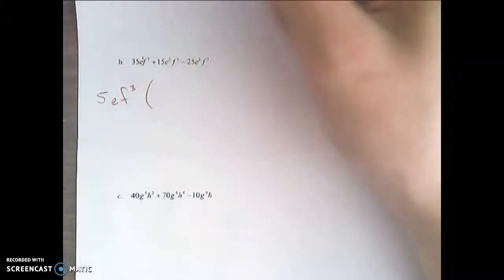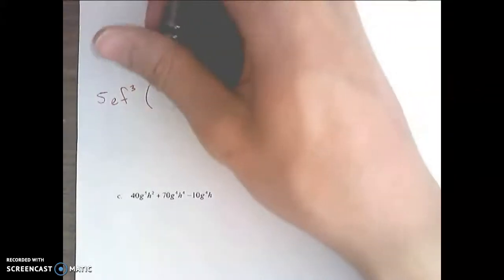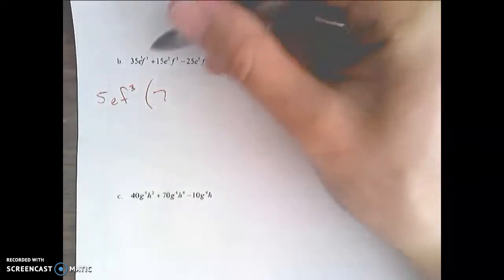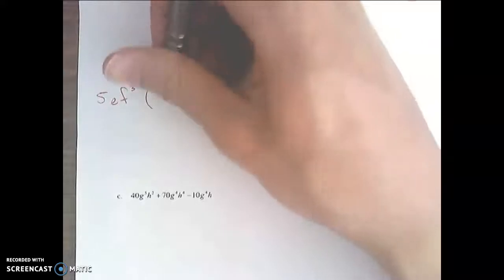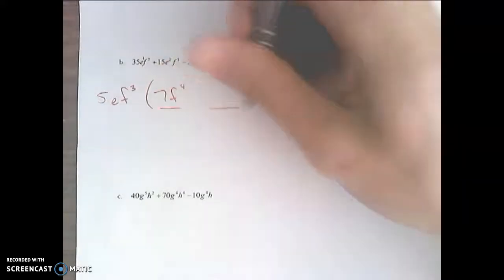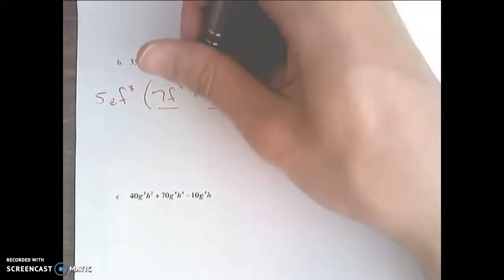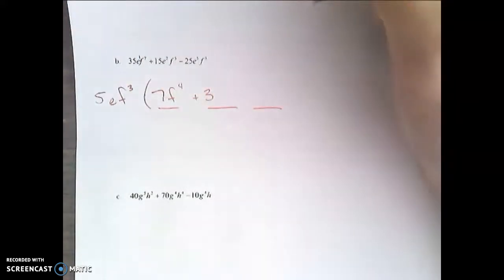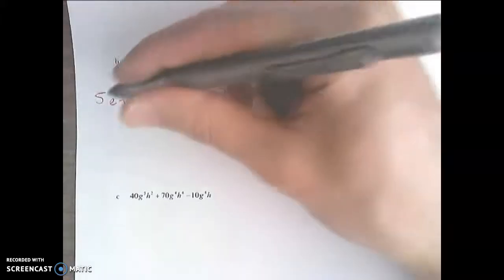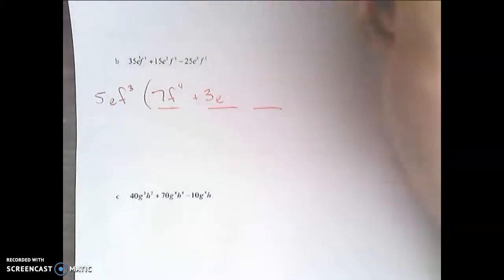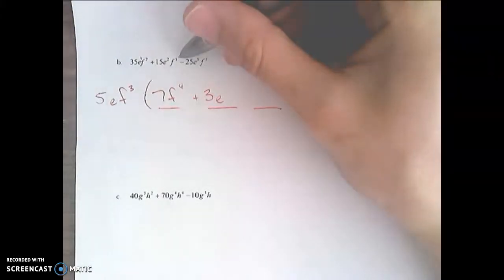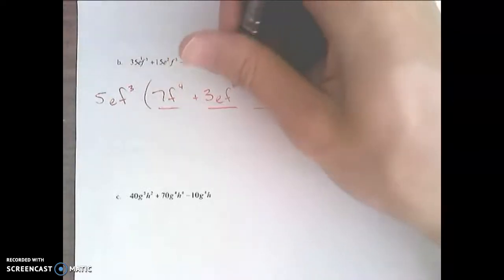So on the inside, what number times 5 gives us 35? That's 7. We have 1e, we pulled 1 out, there's none left over. We have 7 f's, we pulled 3 out, so there's 4 left over. Next up, we have 15. What number times 5 gives us 15? That's a positive 3. And then we have 2 e's. We pulled out 1, so 1 is left over. We have 5 f's. We pulled out 3, so we have 2 left over.